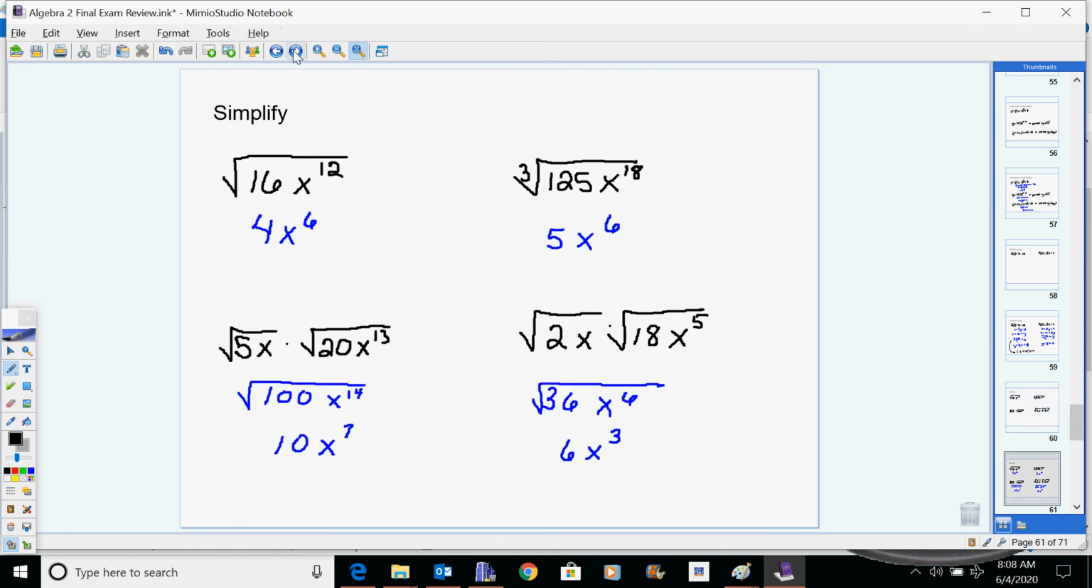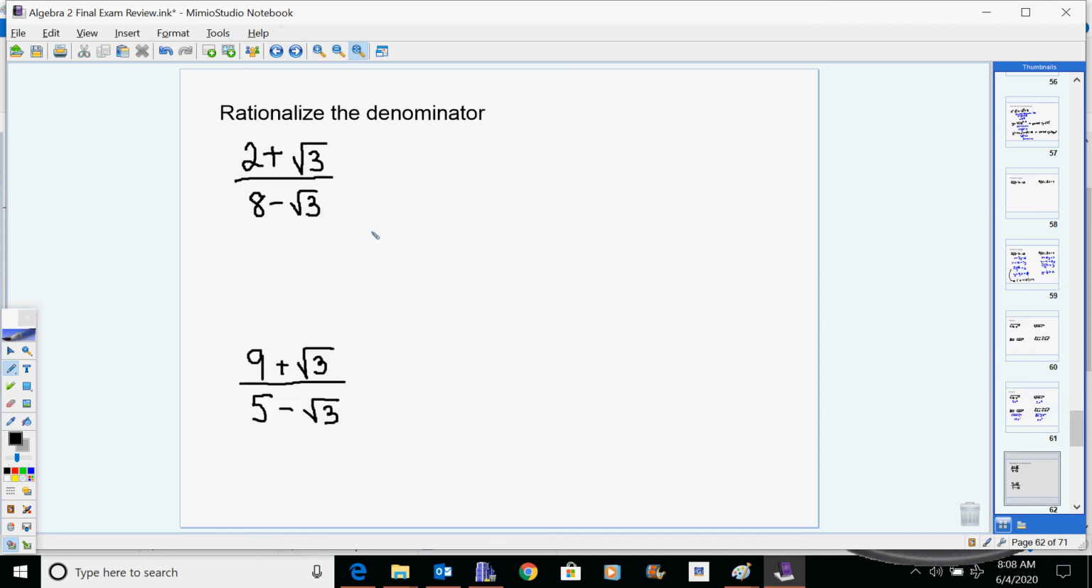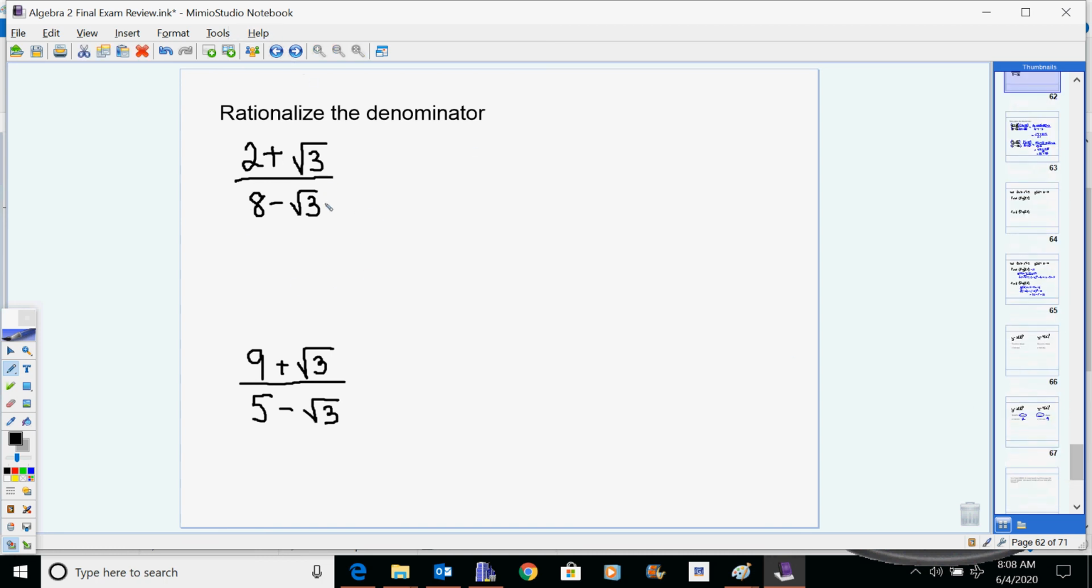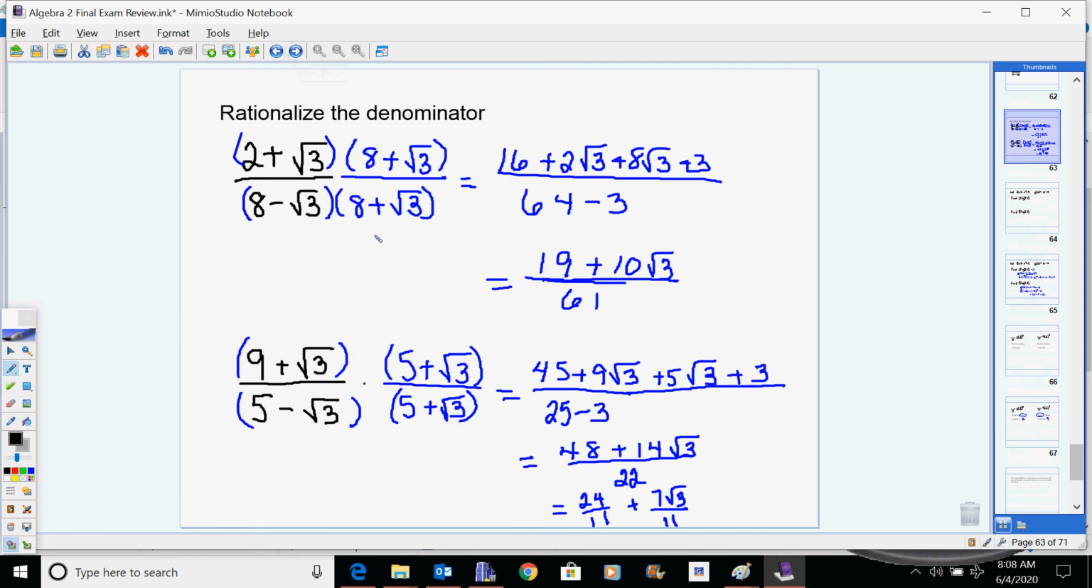Sorry about that. Okay, rationalizing the denominator, that deals with the conjugate of the denominator. So you're doing 8 plus square root 3, 8 plus square root 3. And then distribute carefully for the numerator. The denominator, remember the reason for conjugates is that the middles drop out. So we get 64 minus 3 down there. This one doesn't simplify even beyond that.